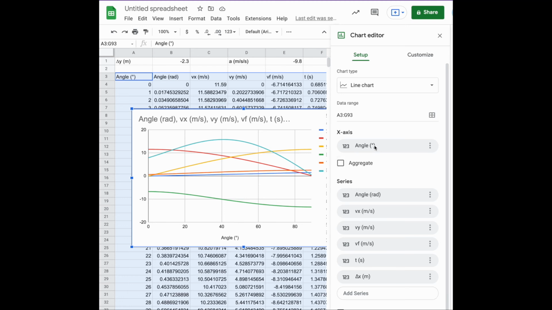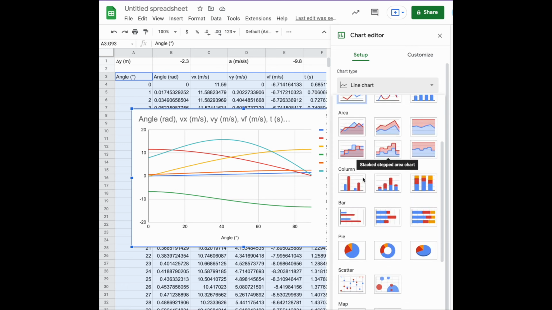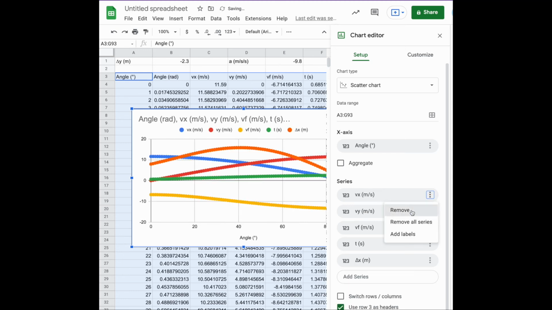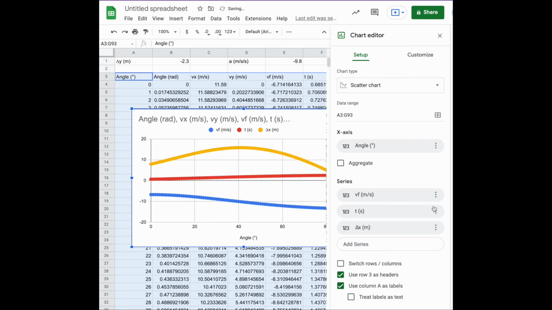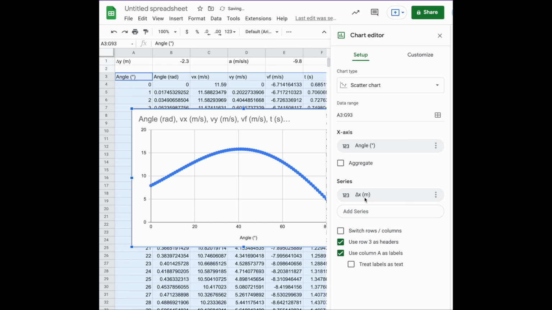My x-axis, I want to make sure I set this to angle. I want to make sure my chart type, I'm going to set to scatter. I am going to turn off all of the y-axes except for the distance. That's all I even cared about. And then this chart shows me how far the shot put went for each of the different angles. And again, we could see it maximizes somewhere around 41 degrees.